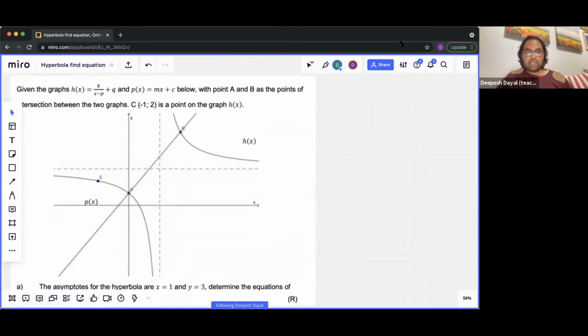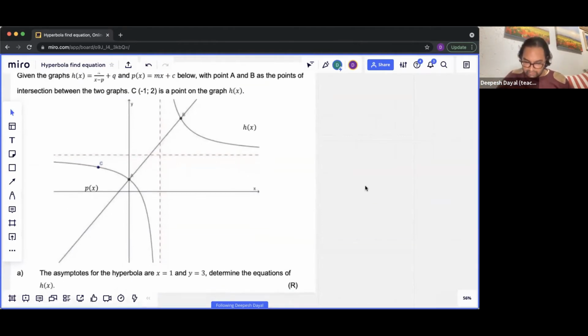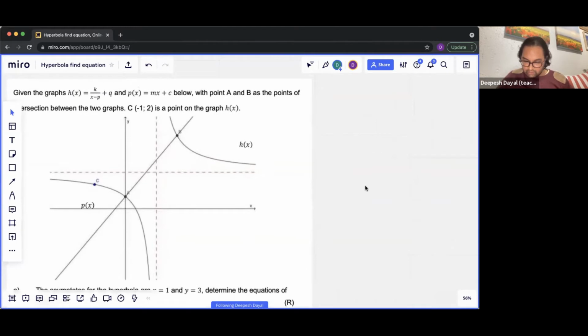So x equals 1 and y equals 3, and we've got the hyperbola, which is h(x) equals k over x minus p, plus q. So what we need to do here, the question wants us to determine the equation of h(x), right? So we need to find the equation of the hyperbola.